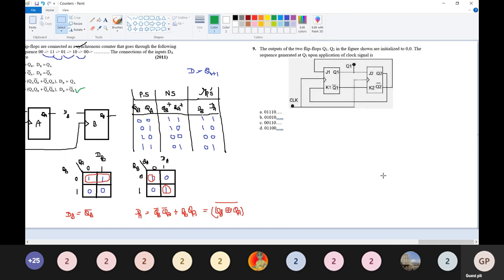The outputs of the two flip-flops Q1 and Q2 shown in the figure are initialized to 00. The sequence generated at Q1 upon the application of the clock signal is given here. So now we have to draw the truth table here.